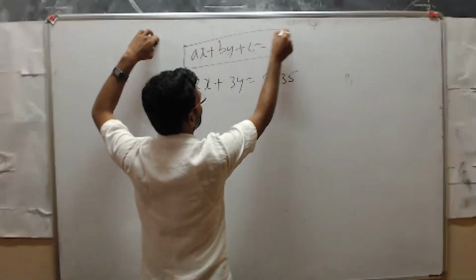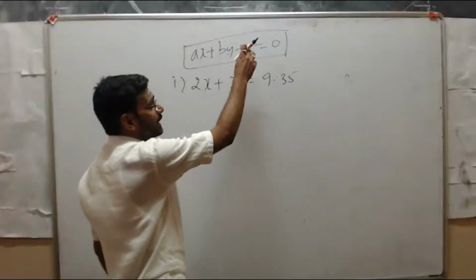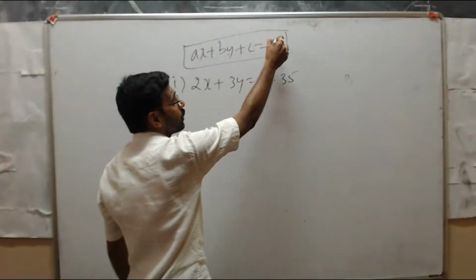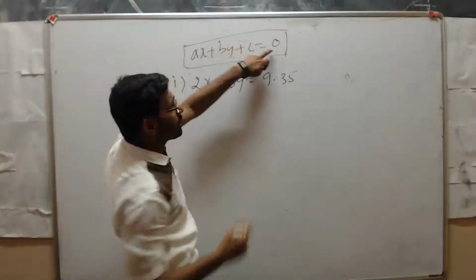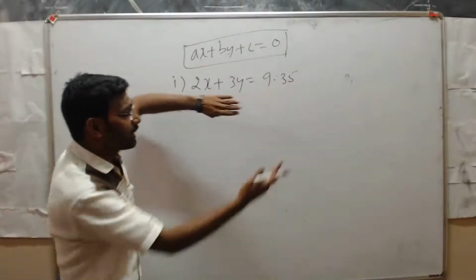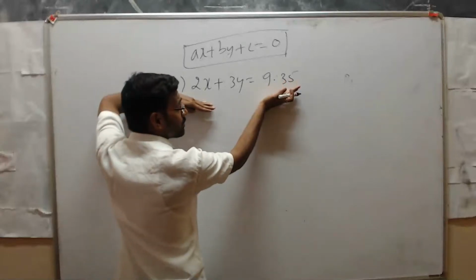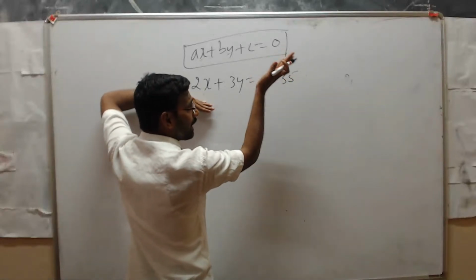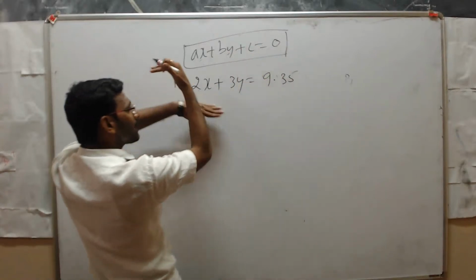We have to convert it, then find A, B, C. It means the constant term always, what is the RHS part equal to? 0. It means the position of the constant term is always in the LHS part, but here it is in the RHS part. Which position is the constant term in? RHS part.